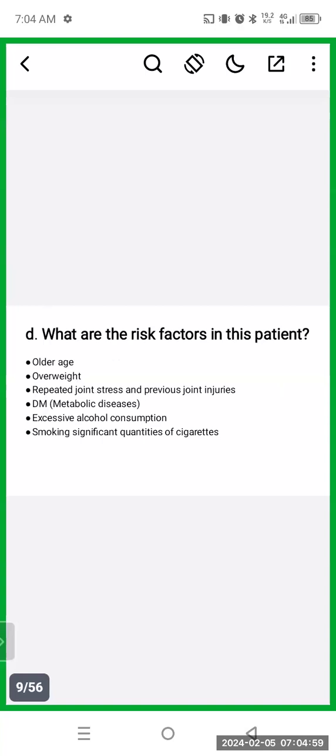So the risk factors include older age, which is one of the most important risk factors, and being overweight. We know that with obesity there is mechanical stress on the joint, especially the weight-bearing joints. So repeated joint stress and previous injuries, being a footballer, and the previous history of knee injury could demonstrate that. Diabetes mellitus, excessive alcohol ingestion, and smoking a significant quantity of cigarettes are all risk factors in this patient.